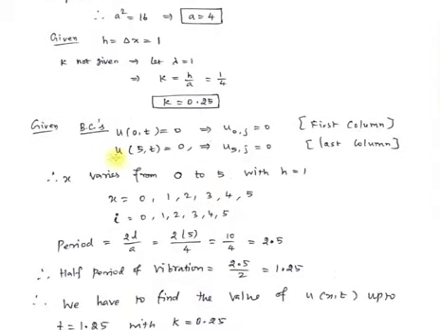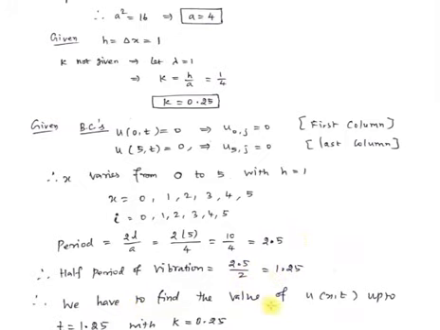The boundary conditions are u of 0 comma t equal to 0, u of 5 comma t equal to 0. So the first column will be 0, the last column will be 0. x values are between 0 to 5, so x is 0 to 5 with h equal to 1. Period is 2L by a. L is here 5. So 2 into 5, 10 by 4. Since a squared equal to 16, a equal to 4. So period is 2.5. Half period means period divided by 2. So 2.5 divided by 2 equal to 1.25.